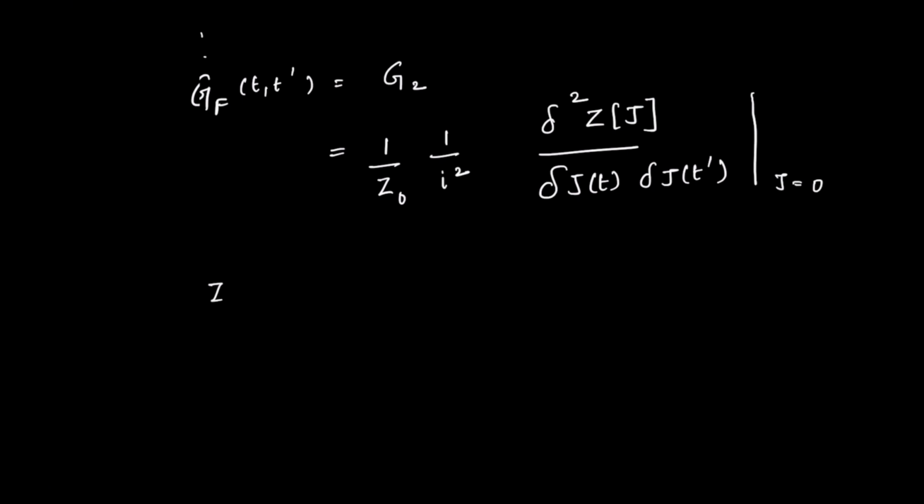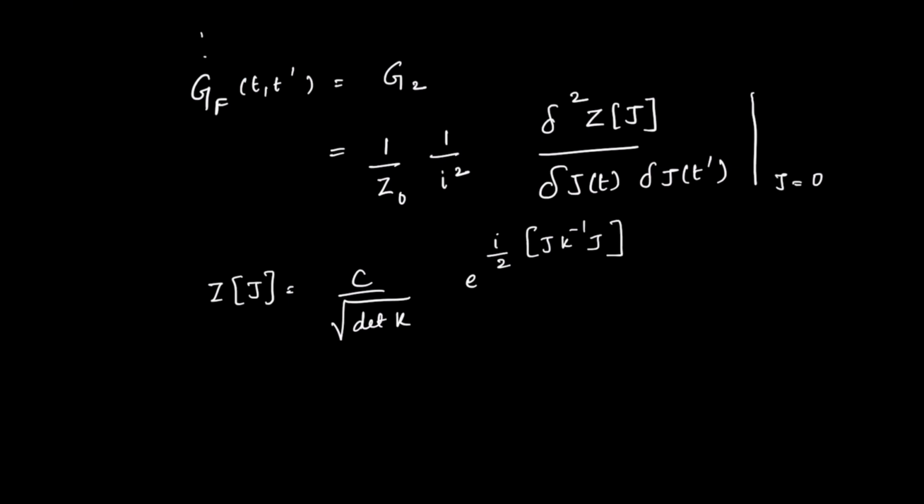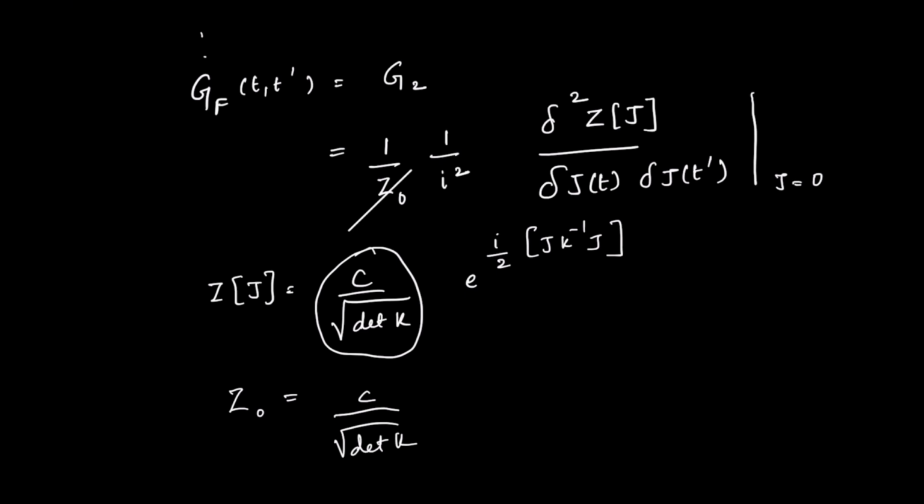So what is Z of J? Z of J was C by root of determinant K, e raised to, in shorthand notation, I can write J K inverse J, right? And this is a constant which I can take outside. But we know that Z naught is also equal to C by root of determinant K. So this Z naught will get cancelled with the C by root of determinant K which is present in the Z of J. Okay, and here I square is minus 1.